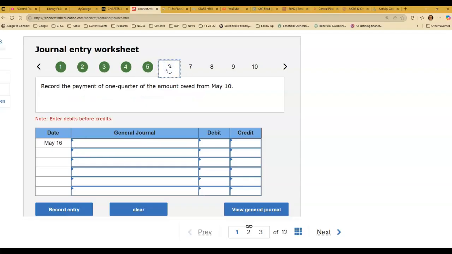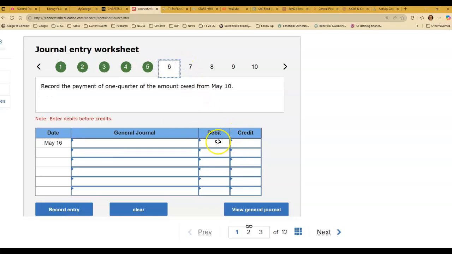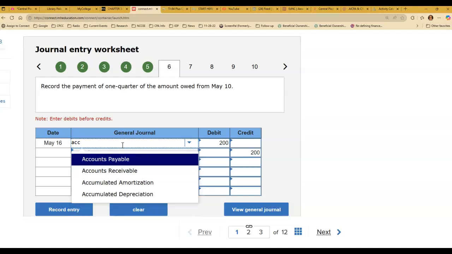All right, number 6. Record the payment of 1/4 of the amount owed from May 10th. Now, notice in this one, they didn't even give you a number, right? They just said 1/4 from May 10th. Well, let's back up to May 10th. We're paying 1/4 of this, so how much are we paying? 200. All right, so let's go back to number 6, and let's put a 200 and a 200, because I know that you can get that number. Okay, so we made the payment, so cash is going down with a credit. Good. Accounts payable is going down.